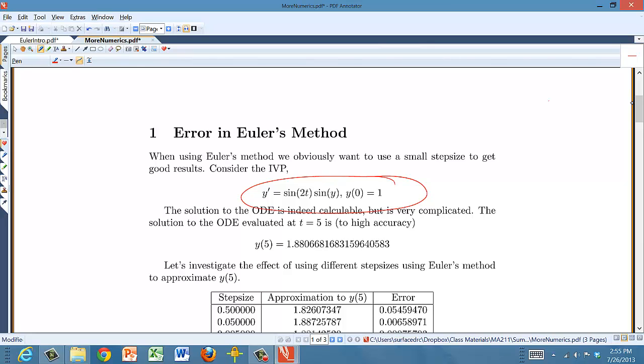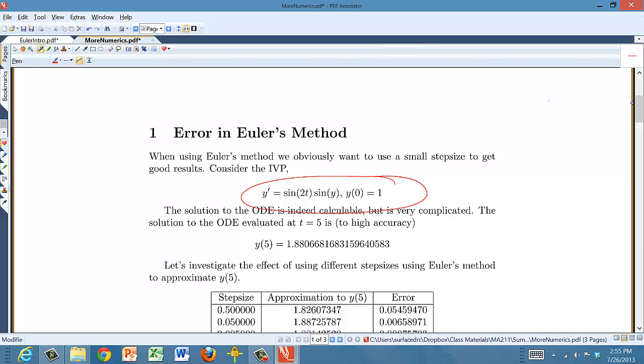We said before that using smaller steps gives you better results, and that's true. But how much better results? Is it worth the extra work? Obviously, it's a lot more work to do 10 steps to get to time 5 than it is to do 5 steps, and that's more work than it is to do 1 step.